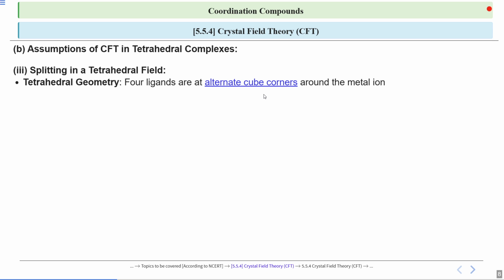So when you take the square in the 3D form, that forms a cube, and we are saying that alternate cube corners are going to be occupied by the 4 ligands around the metal ion, and consider the metal ion is at the center of that cube.